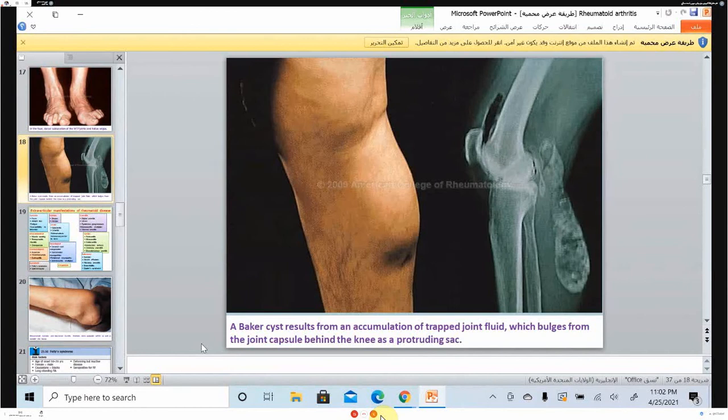This picture also shows a Baker cyst, which results from an accumulation of trapped joint fluid that bulges from the joint capsule behind the knee as a protruding sac. This is an ordinary X-ray picture.